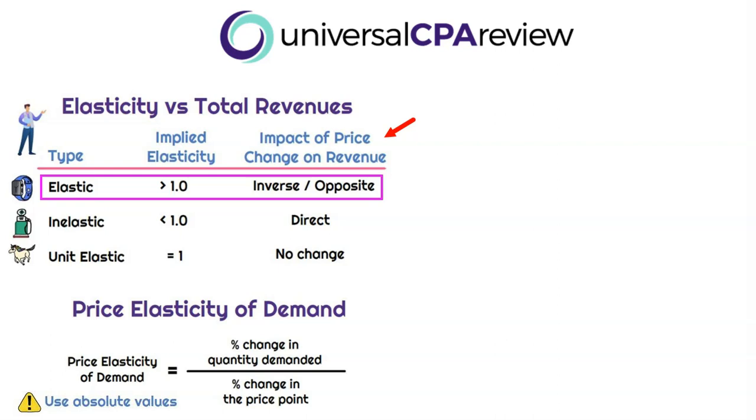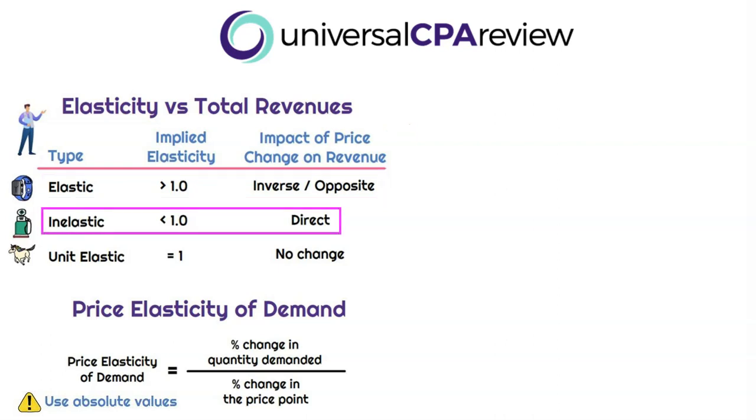So if we increase the price, total revenue will decrease. If we decrease the price, total revenue will increase. Now, if the product is inelastic, then it has a direct correlation with revenue, right? So if we increase the price of an inelastic product, it's going to increase overall revenue. If we decrease the price of an inelastic product, then it's going to decrease total revenue.